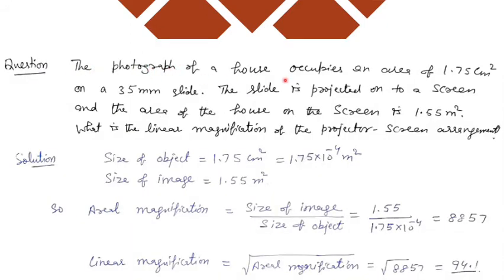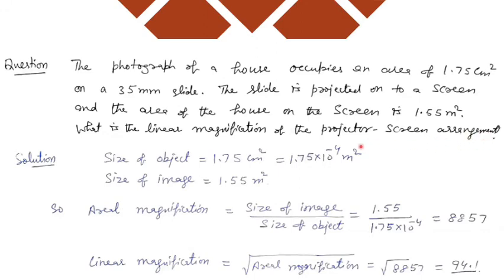The photograph of a house occupies an area of 1.75 centimeter square on a 35 millimeter slide. The slide is projected onto a screen and the area of the house on the screen is 1.55 meter square. So it means it is magnified. Earlier it was in centimeter square, now it is coming in meter square when I am projecting the same photograph on the screen. What is the linear magnification of the projector screen arrangement?